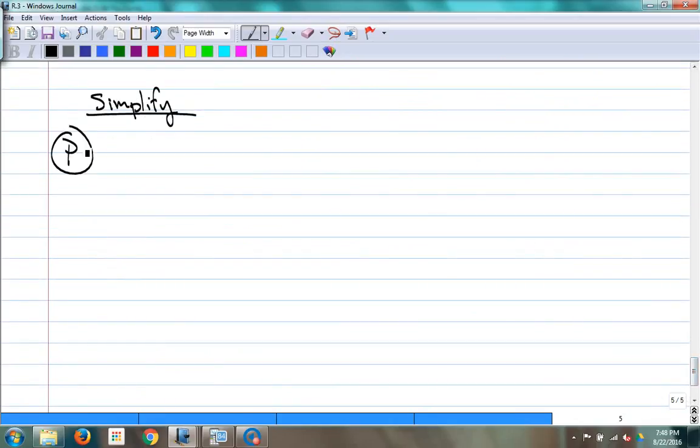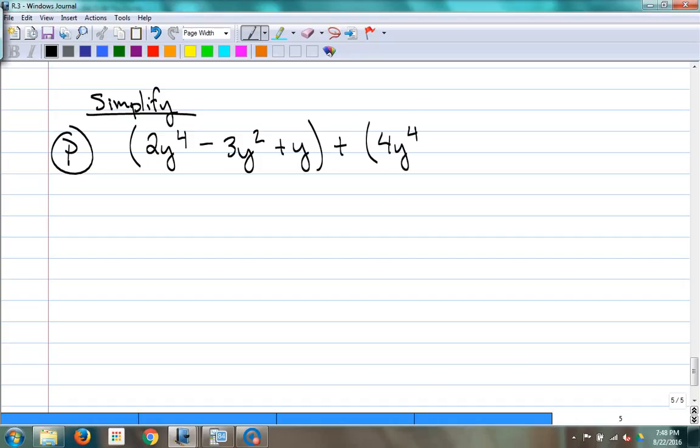All right. So here's a polynomial: 2y to the fourth minus 3y to the second plus y. And then we're going to add that to another polynomial. So that's a trinomial. I'm adding it to, it doesn't have to be a trinomial. It happens to be in this one, but it doesn't have to be. 4y to the fourth, 7, excuse me, y squared. And then let's do a minus 6y.